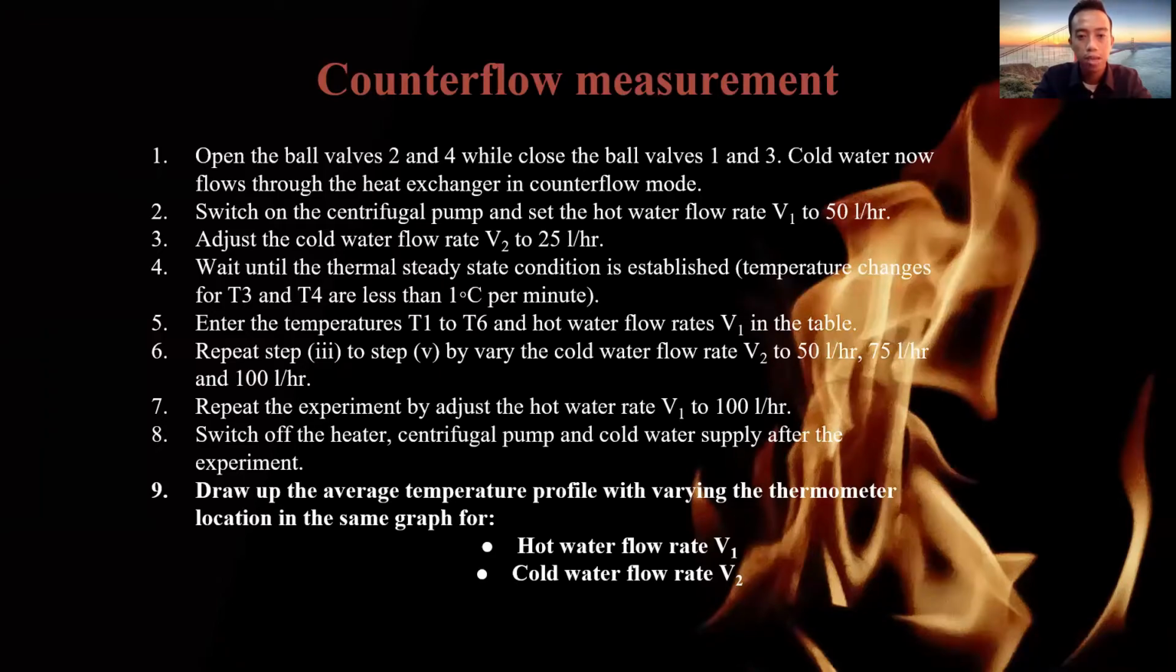Next, repeat the experiment by adjusting the hot water flow rate V1 to 100 in 1 hour. Switch off the heater, centrifugal pump, and cool water supply after the experiment. And then, last but not least, draw up the average temperature profile, varying the thermometer location, in the same graph for the 2 hot water flow rates V1 and cool water flow rates V2.